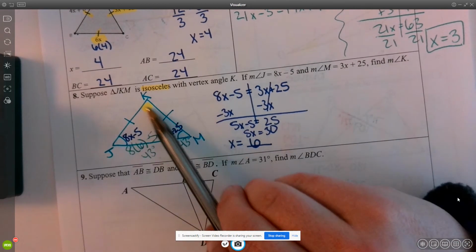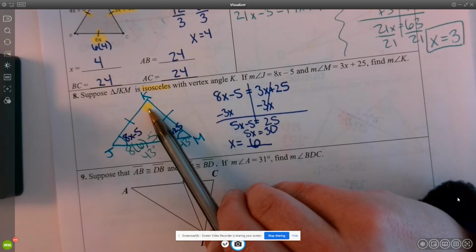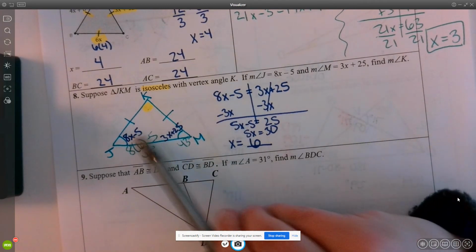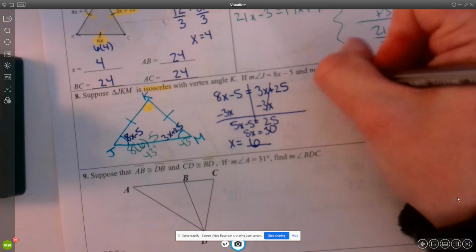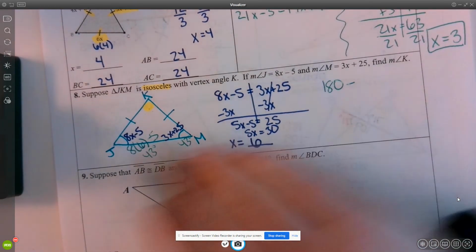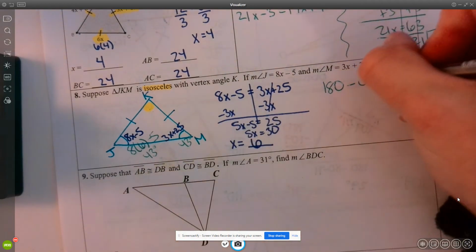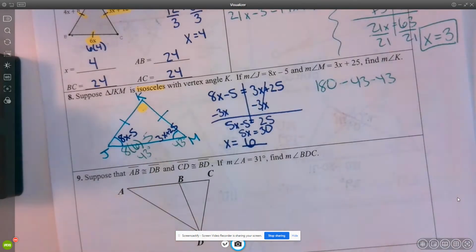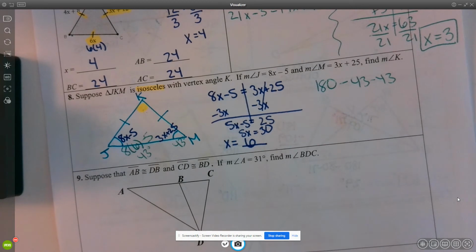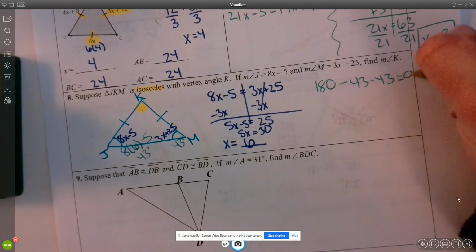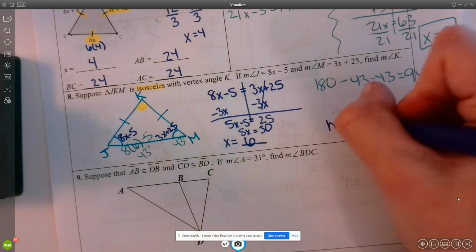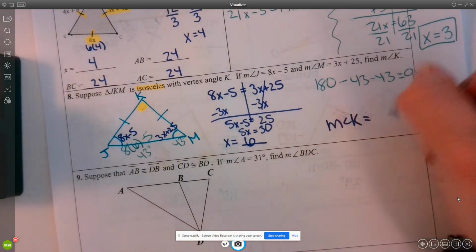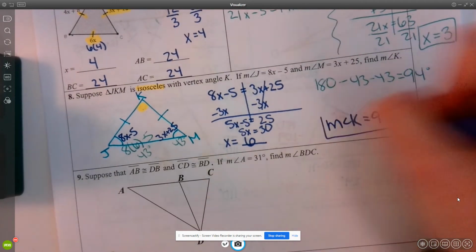So to find the measure of angle K, since 3 angles in a triangle must add up to 180, to find that last angle, I can take the total, 180, and subtract my 2 angles that I do know. 180 minus 43 is 94 degrees. So the measure of angle K is 94 degrees.